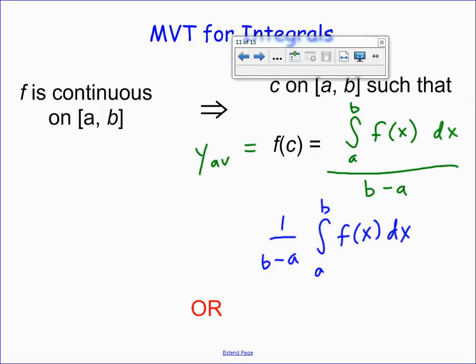If I want to find the average velocity, I'm integrating the velocity function and dividing by the length of the interval. If I wanted to find the average rate of oil consumption, I'm integrating my rate of oil consumption and dividing by the length of the interval.